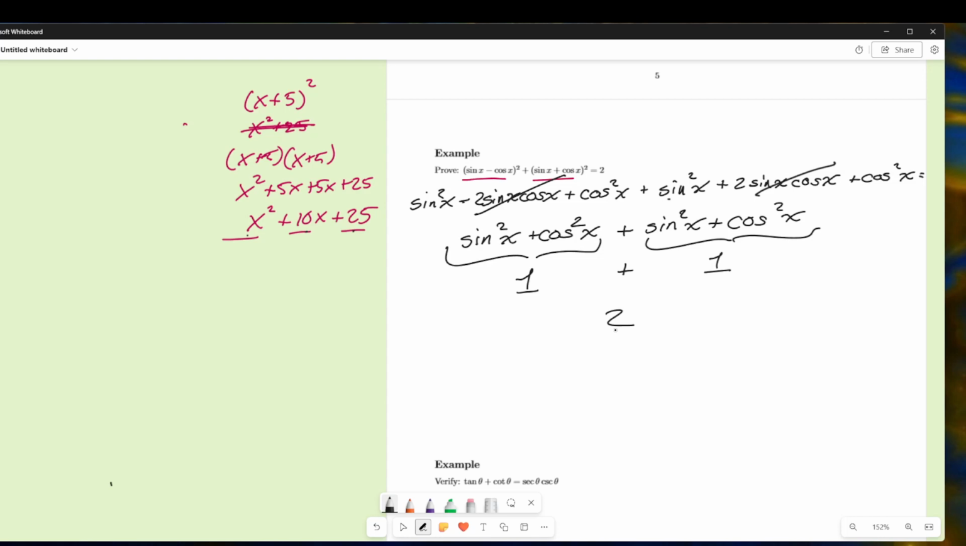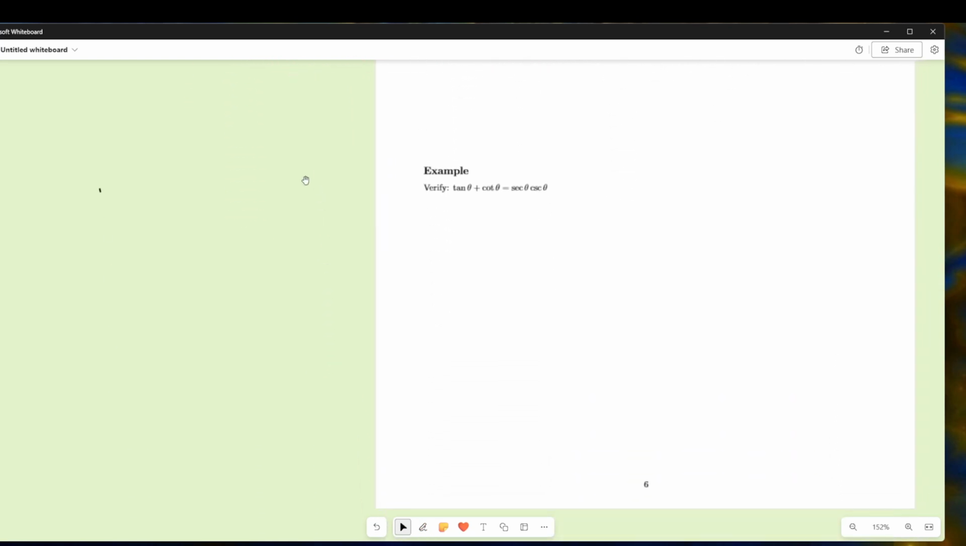So don't be afraid to multiply stuff out and make it a bit uglier for a minute. Sometimes multiplying it out and getting that kind of ugliness is what you need to do to get everything to simplify down the way you want it to.